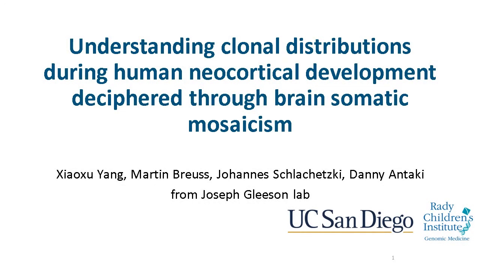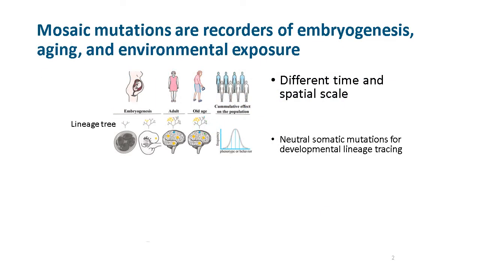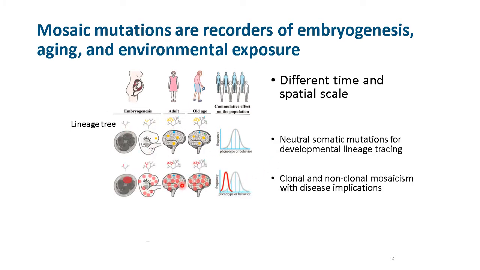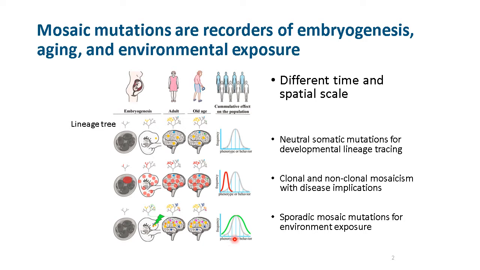To start this session, I'm going to talk about understanding clonal distributions during human neocortical development, deciphered through brain somatic mosaicism. Mosaic mutations that occur postzygotically can serve as lineage recorders for different clones during development, but also show the clonal expansion from disease-related phenotype as a separate distribution compared with the background, as well as those sporadic mosaic contributions from environmental exposure.